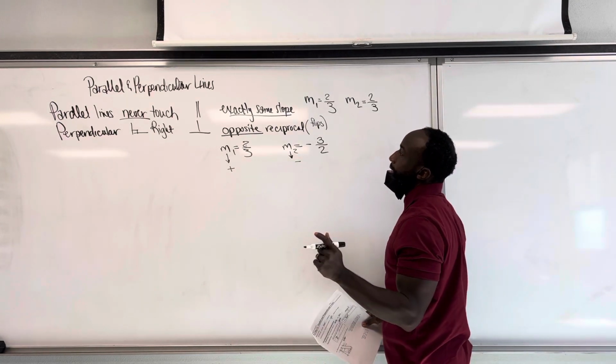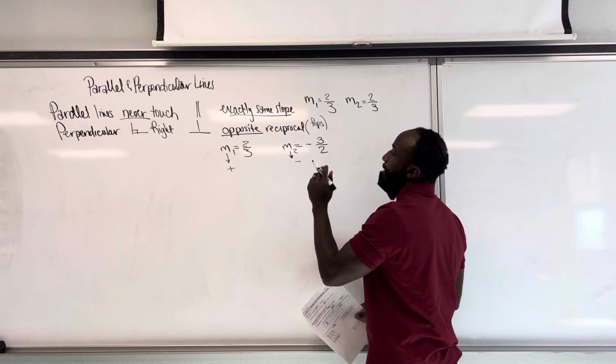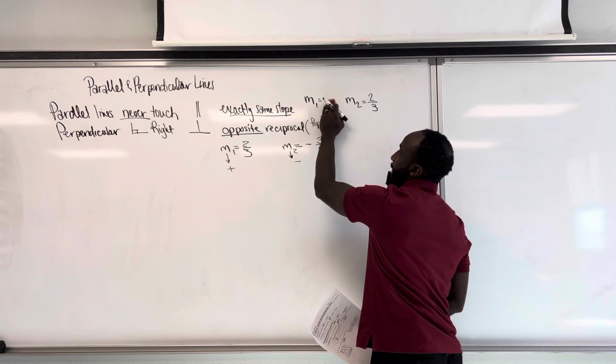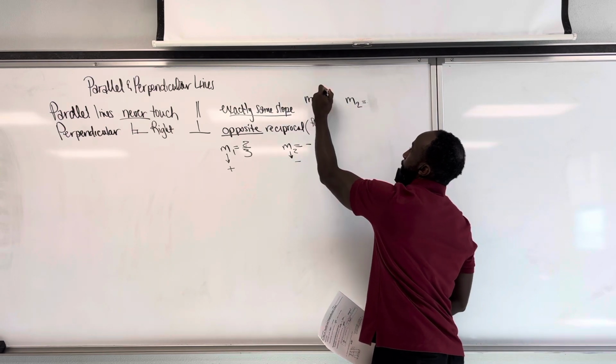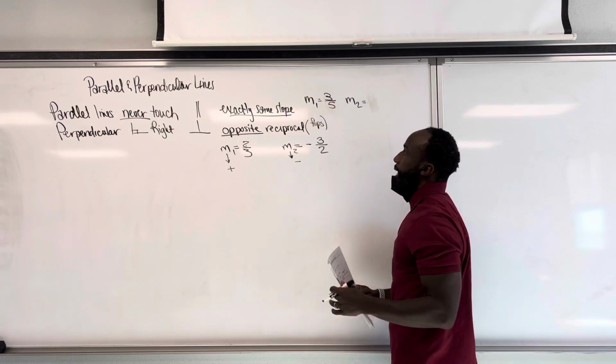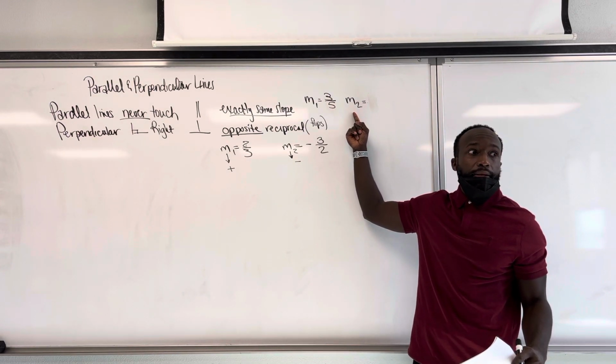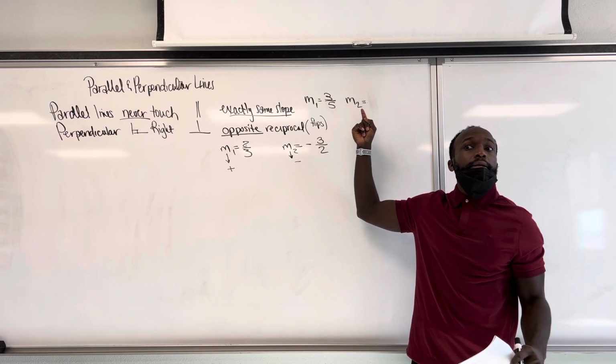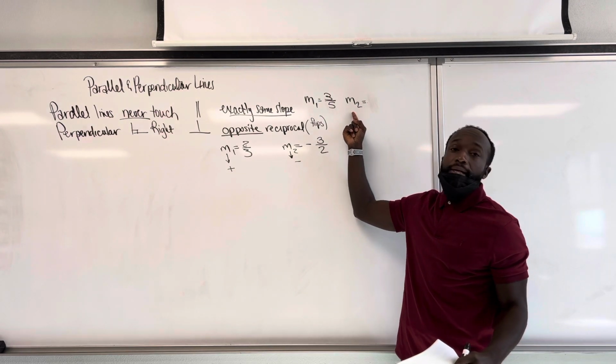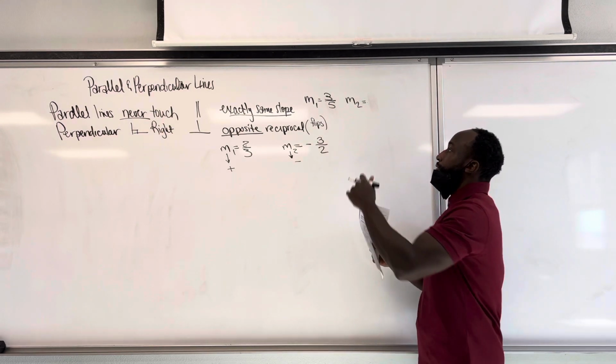All right, so let's test it out. Let's see if you get it. If I had a line that was 3/5 and it was parallel, what would this line's slope be? If it's parallel, 3/5, it'll be 3/5.